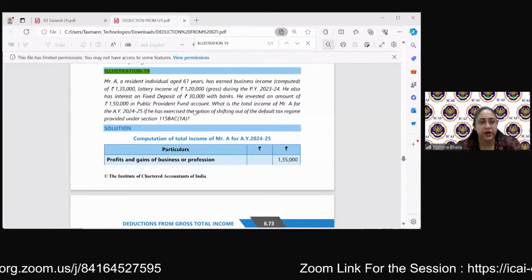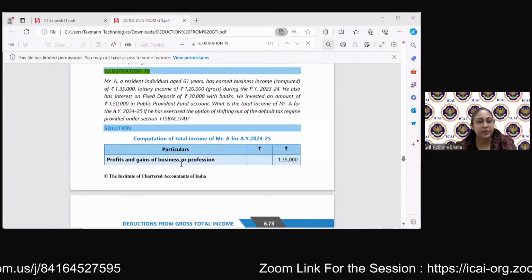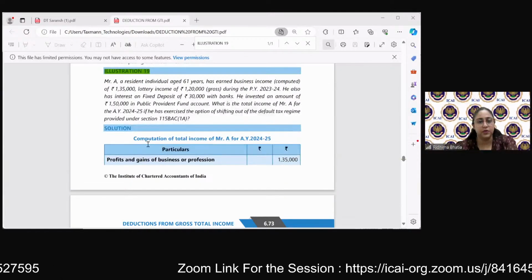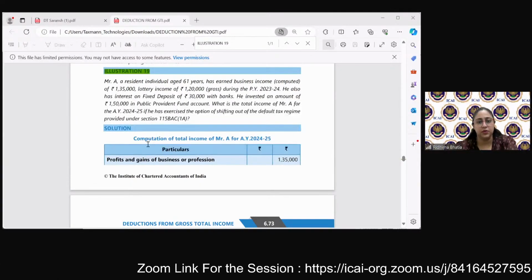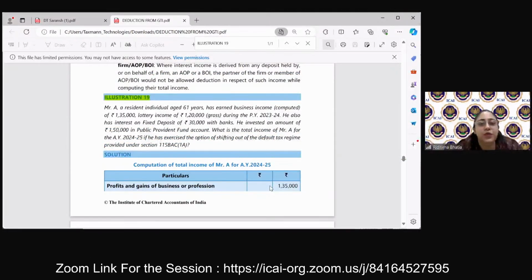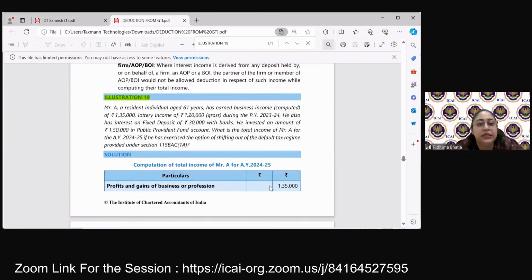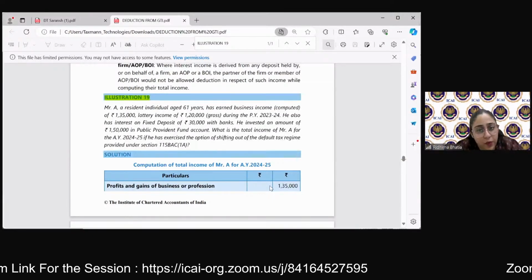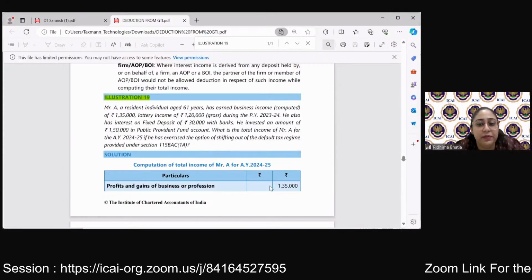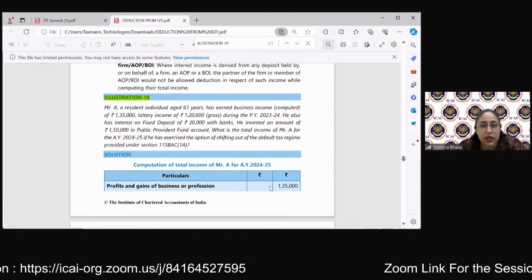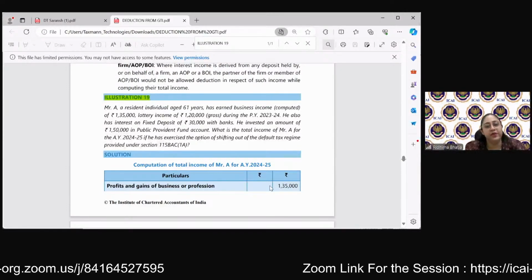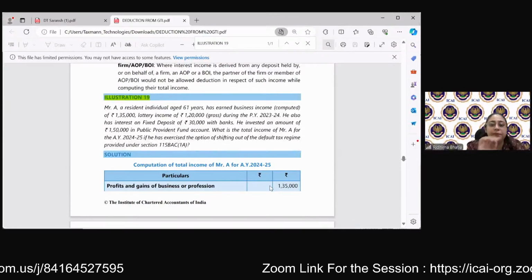Okay, so one of my friends has asked a question, ma'am, in illustration 19, how did 165 come? So a question is given to you. Mr. A, resident individual, age 61 years, has earned a business income computed 135, lottery income 120, and fixed deposit interest 30,000. He invested an amount of 1,15,000 in PPF. What is the total income of Mr. A for the assessment year, and he has opted out of 115BAC? That is, he's paying tax as per the old scheme.